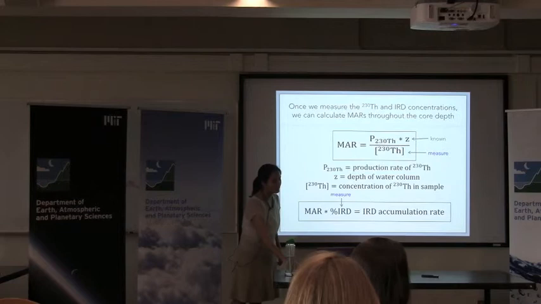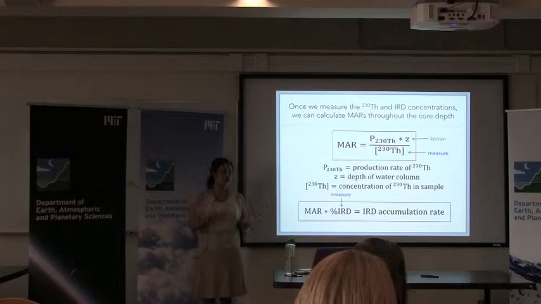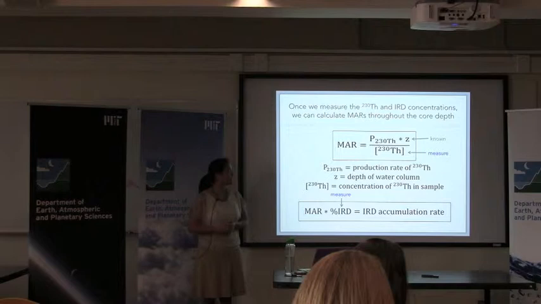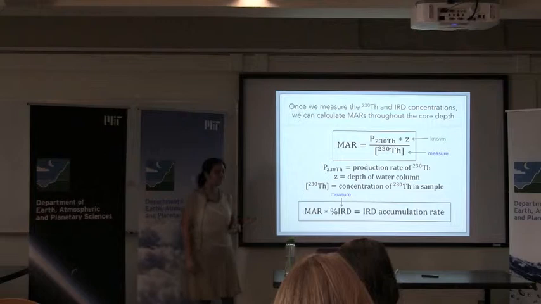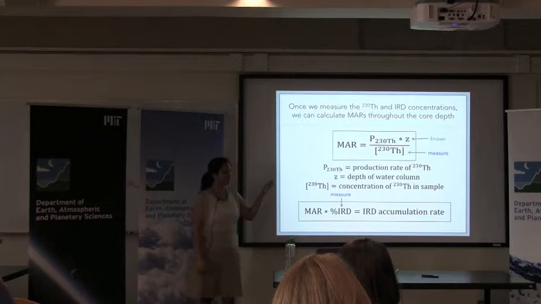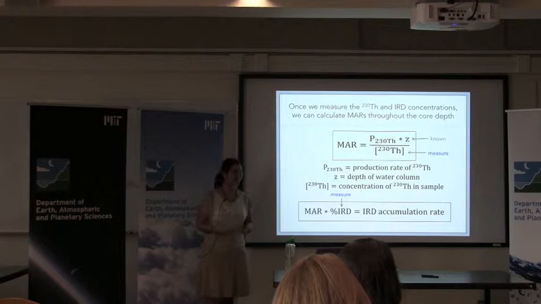After we measure the 230 thorium concentrations, we can calculate the overall mass accumulation rate by this equation, which uses the production rate of 230 thorium, which we know, the depth of the water column, which we know because we've measured it already, and the concentration of 230 thorium. Then, after we've gotten the overall mass accumulation rate, we can get the IRD accumulation rate by multiplying by the weight percent of IRD. Specifically, this is the concentration of 230 thorium that's neither detrital, meaning already contained in the grain, nor authigenic, meaning produced from some uranium that might be present. So specifically, the thorium that scavenges onto it.